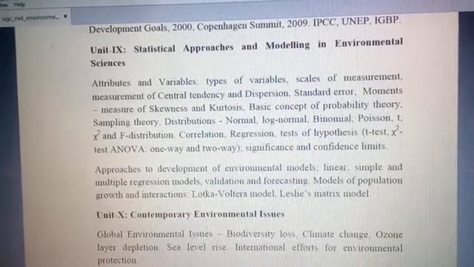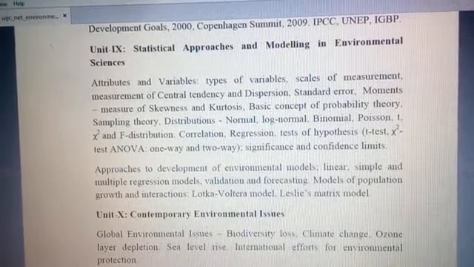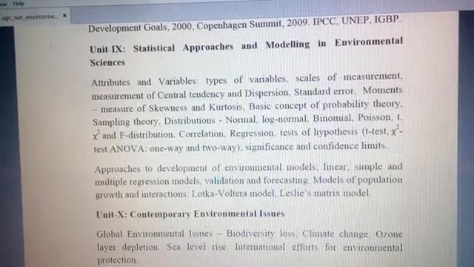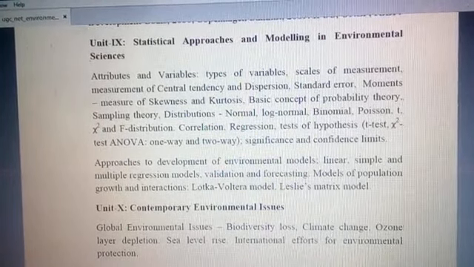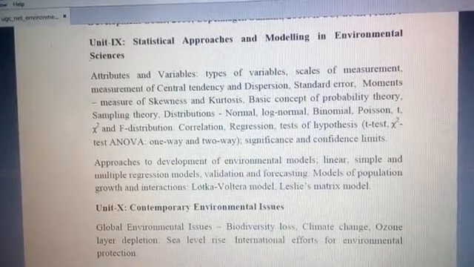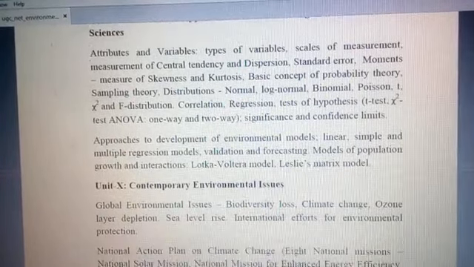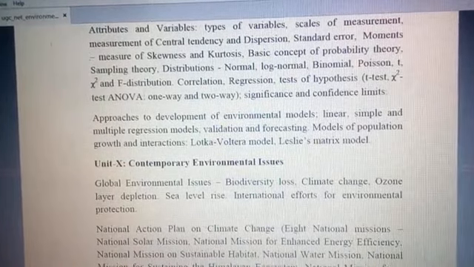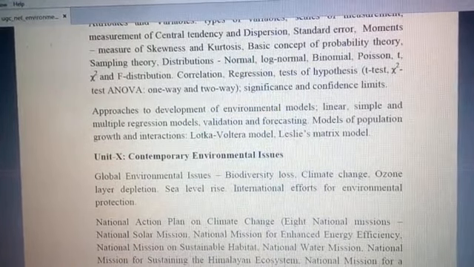Approaches to development of environmental models: linear, simple and multiple regression models, validation and forecasting, models of population growth and interaction, Lotka-Volterra models, and the Leslie matrix model. And Unit 10 contains the contemporary environmental issues.